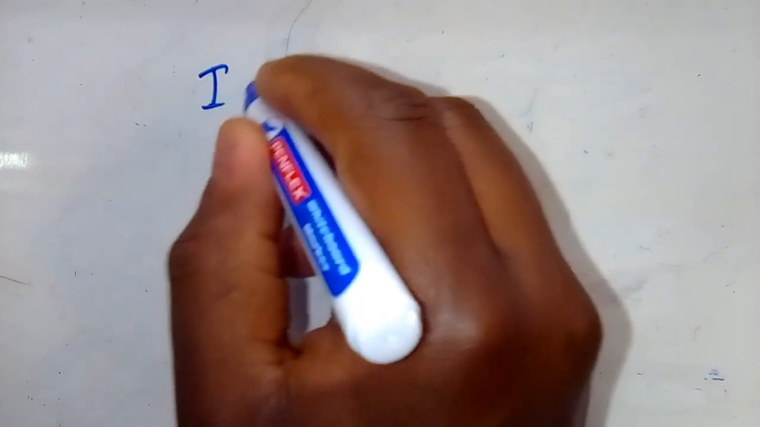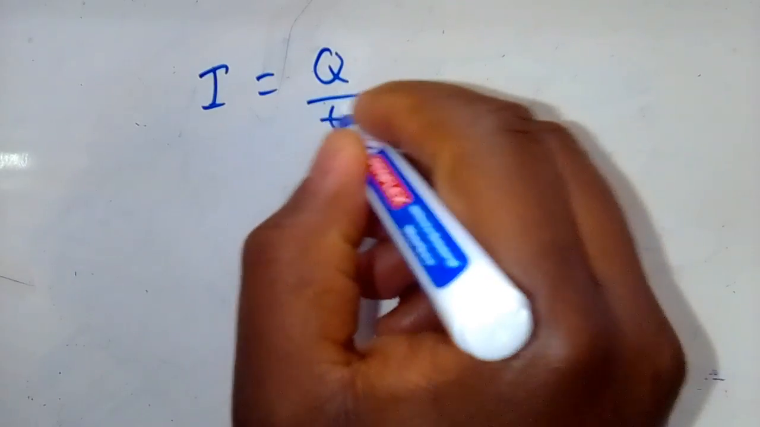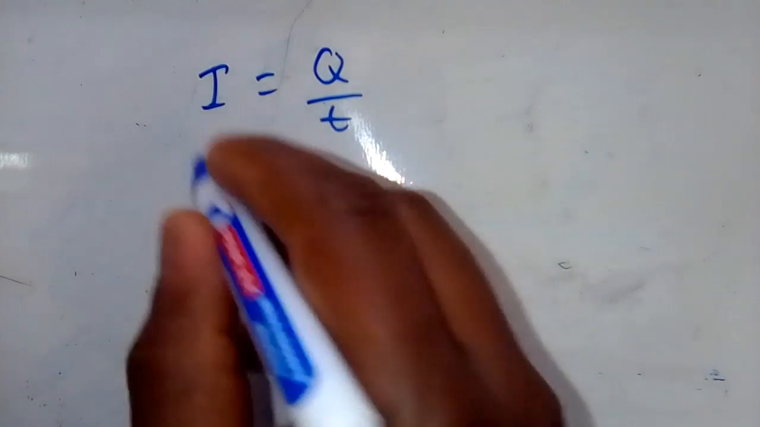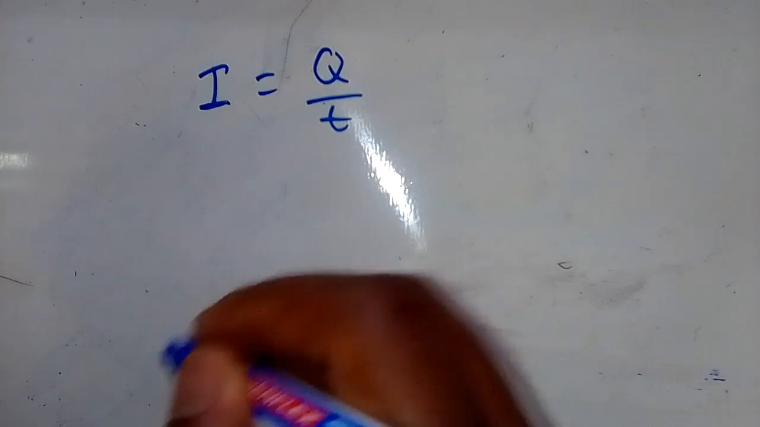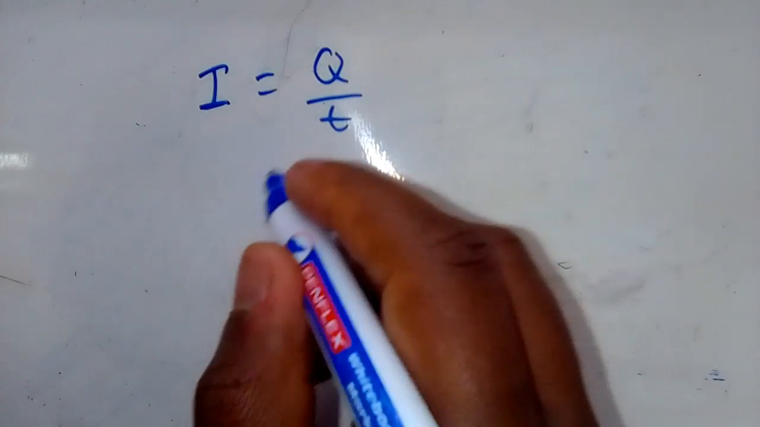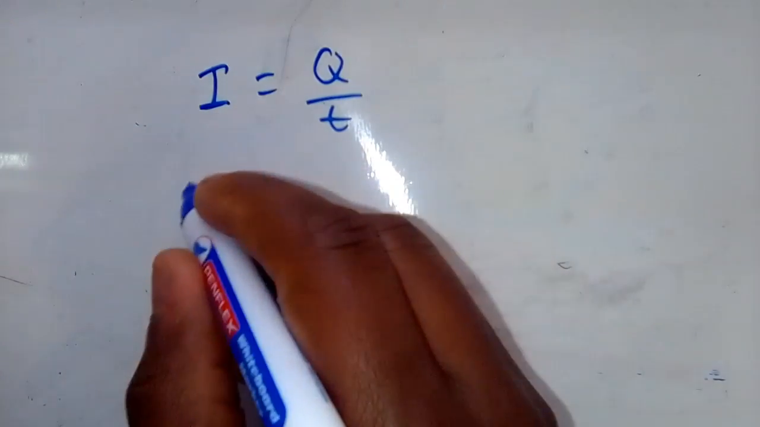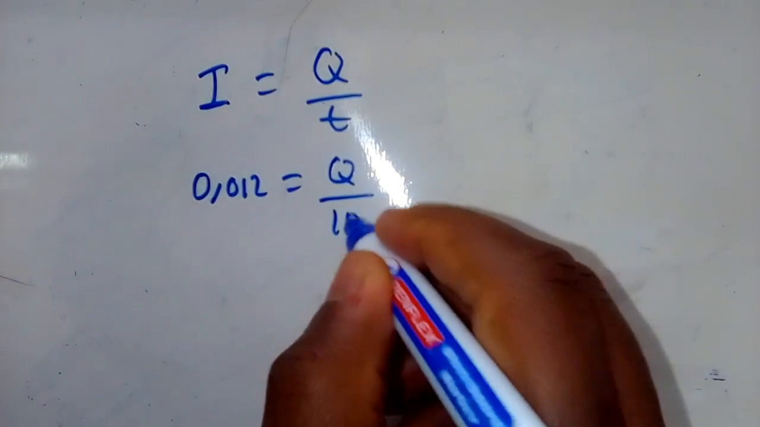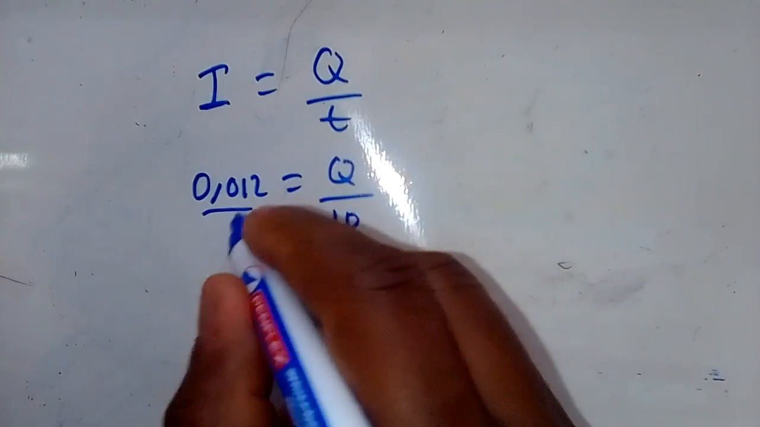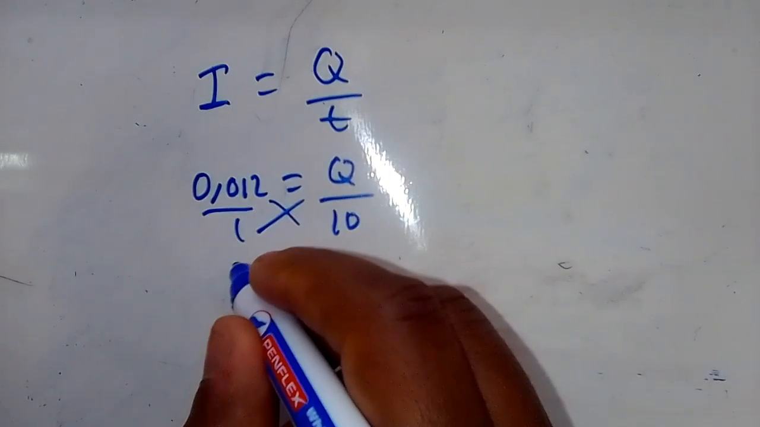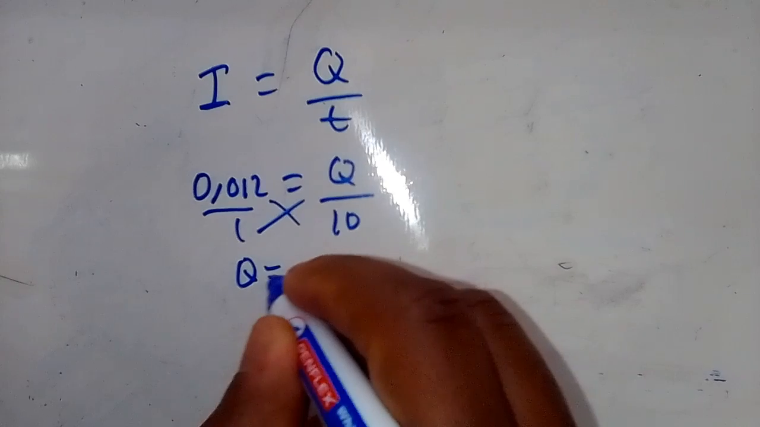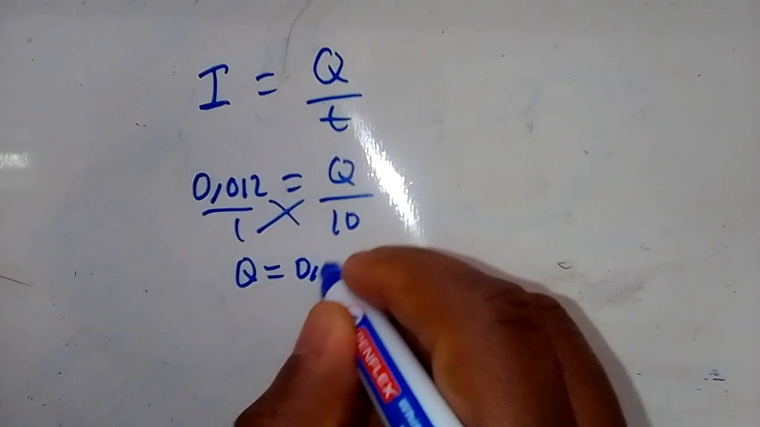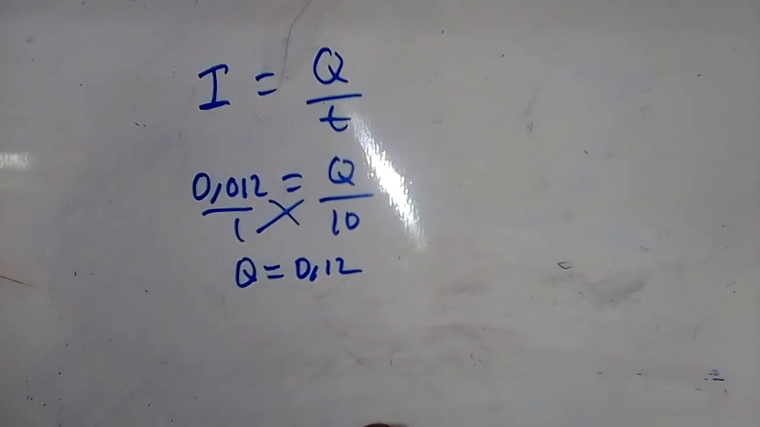So we know that current is equal to Q over T, right? This was taught in grade 9. So current is equal to Q over T. So far they gave us the current, which was 0.012, and they gave us the time, which was 10 seconds. If we just cross multiply, we'll be able to find it. So it means that Q will end up being equal to 0.12, right? So that's the charge.